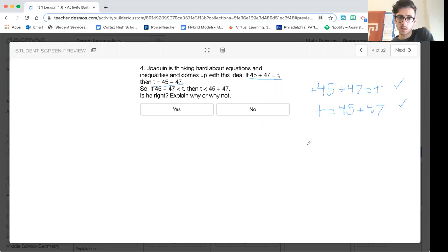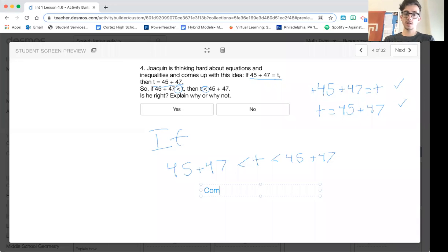But if, and this is if, 45 plus 47 is less than t, then they're saying that t should be less than 45 plus 47. Well, that doesn't quite work. Think about this. This is saying that t is greater than all this, whereas over here, t is less than that. So it's kind of putting it in a weird position where they're claiming t is greater than all this, but also t is less than all that. And this is rather conflicting. And I'm going to make a note of this. This is conflicting.